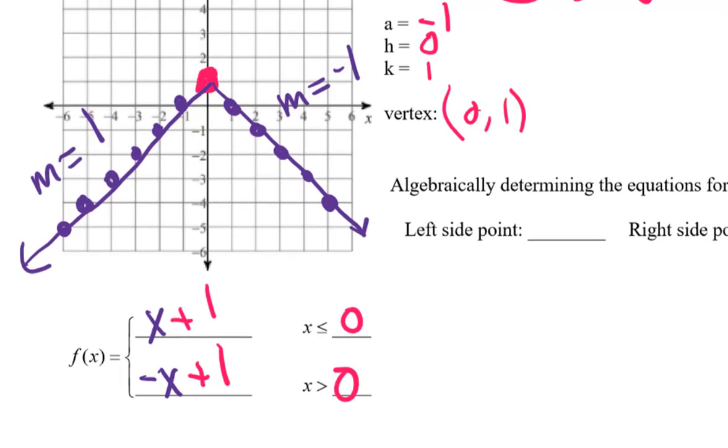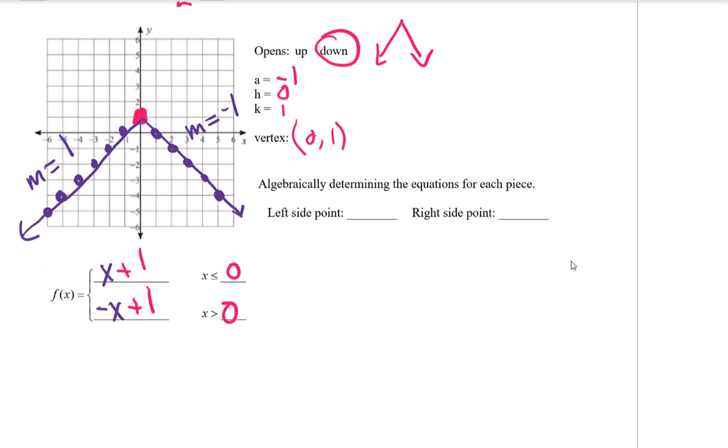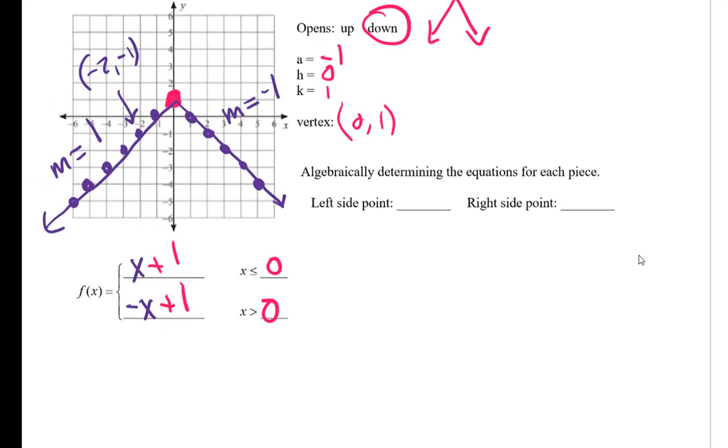But I want to double check to make sure I did not make a mistake. So we're going to do this algebraically also. So algebraically, I'm going to pick one of the points on here and say, I'm going to pick this point right here, which is -2, -1. So I'm going to use this point on the left-hand side.